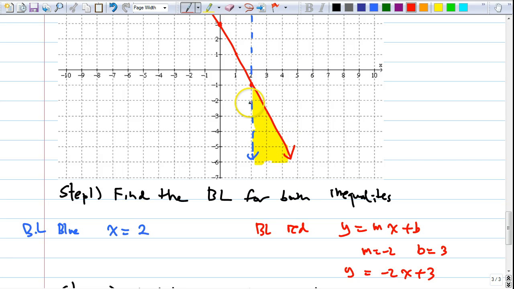What about the red one? In order for this shaded region to be part of your solution, do I have to shade above or below this line? Below, so y has to be less than or equal to, because it's solid.